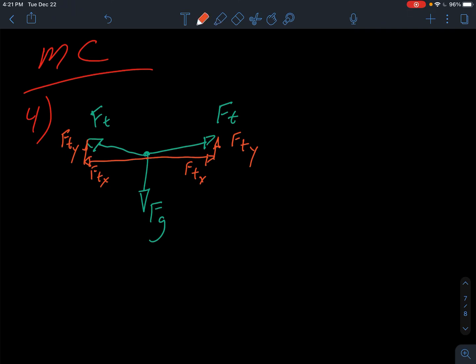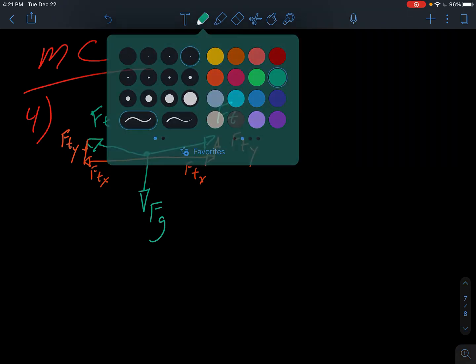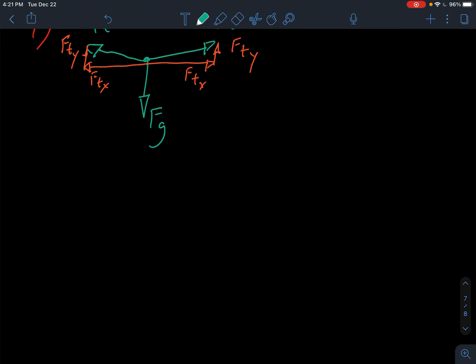Next one is number 5. So this is the guy in the gondola, it looks like. Number 5: what causes the boat in figure 4-41 to move forward? This is going to be a Newton's third law pair.